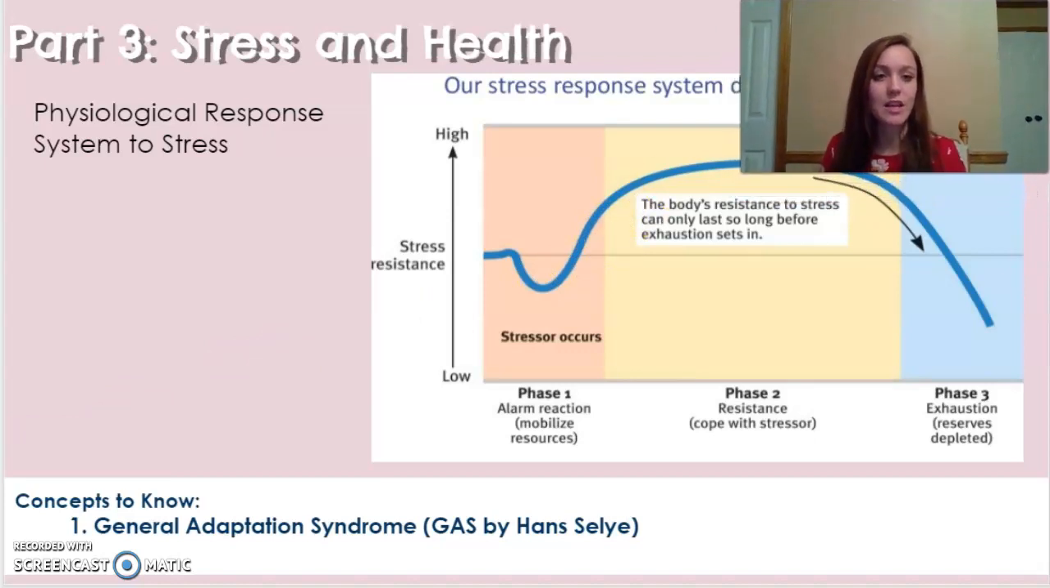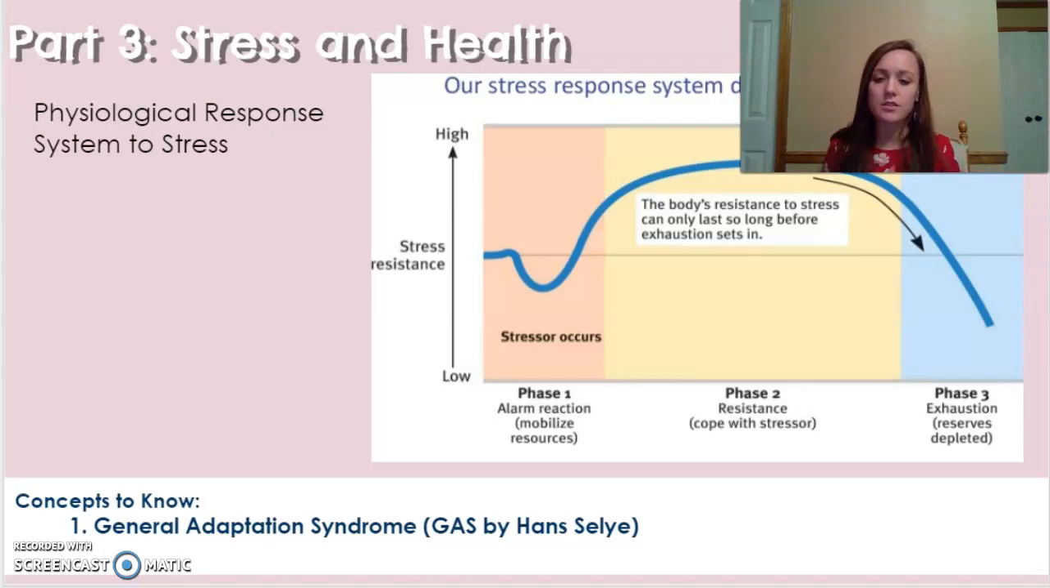There is an actual progression of what happens in our body when we have stress. And so the general adaptation syndrome, or the GAS, is the process of stress through the body if we maintain this high level of stress for a long period of time.